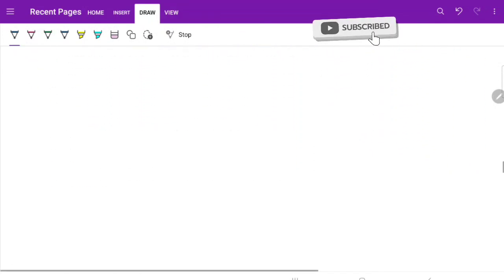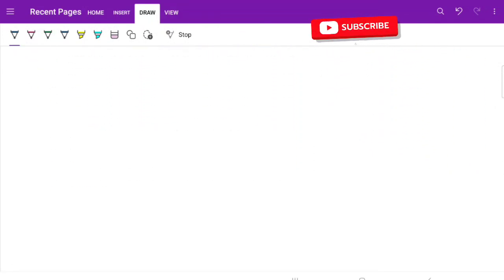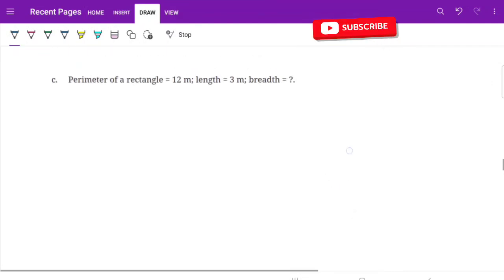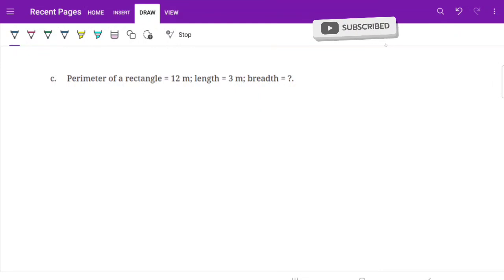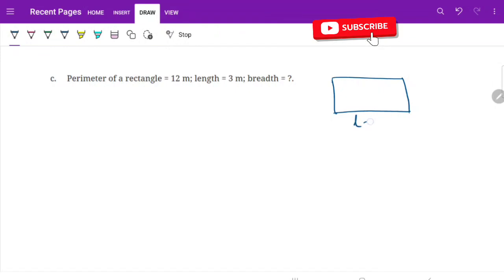Right? Now coming to the third, the C bit here. In the C bit we have perimeter of rectangle given, length given, breadth not given. Like bit A, where we had to find the length, here we need to find the breadth. That means if you have a rectangle here, L is given to us as 3 meters, breadth is not given, and the total of the 4 sides, that is perimeter, equal to how much? It is given as 12.